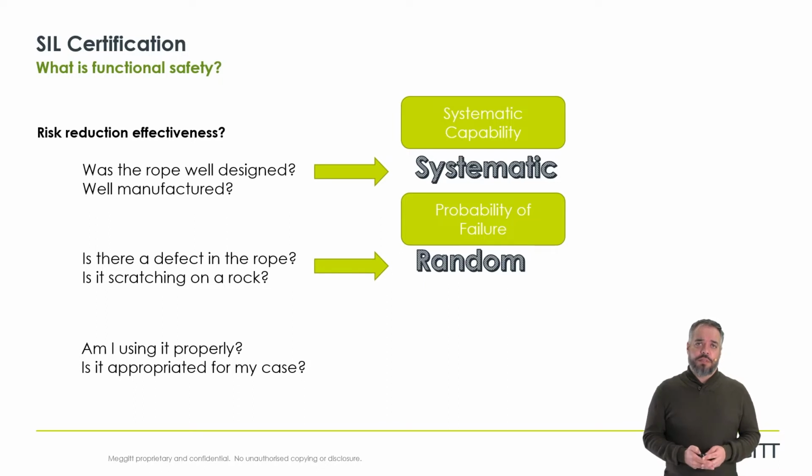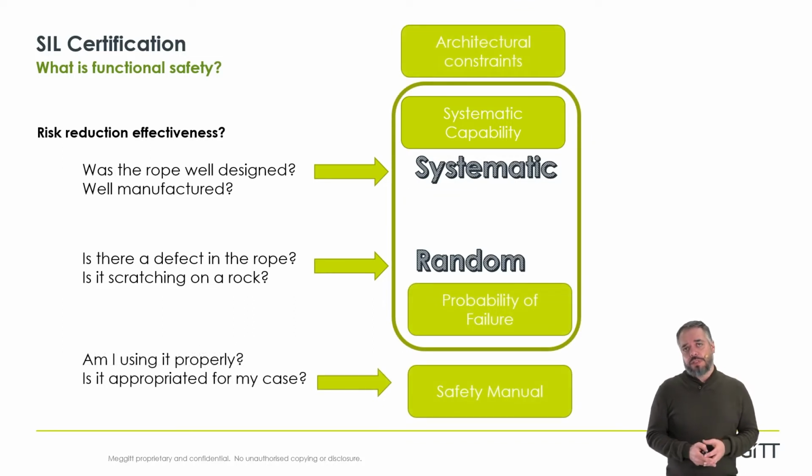Apart from risk and failure, that can be random or systematic, as we see, we have also the last question. Am I using my safety gear properly? Is it appropriate for my case? These questions are of course also covered by the functional safety standards. In particular, for IEC61508, the architectural constraints are well defined, and it also requires to have a very complete safety manual to make sure that the system is well applied.